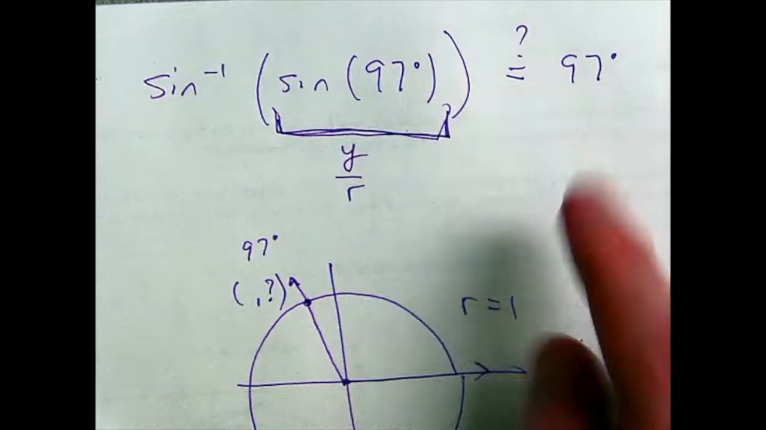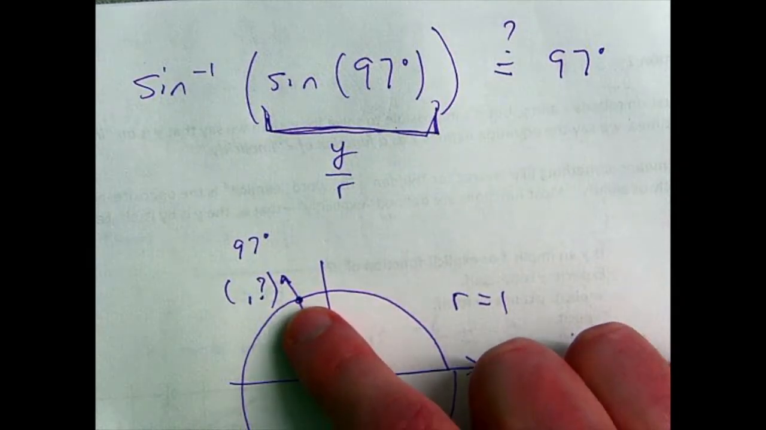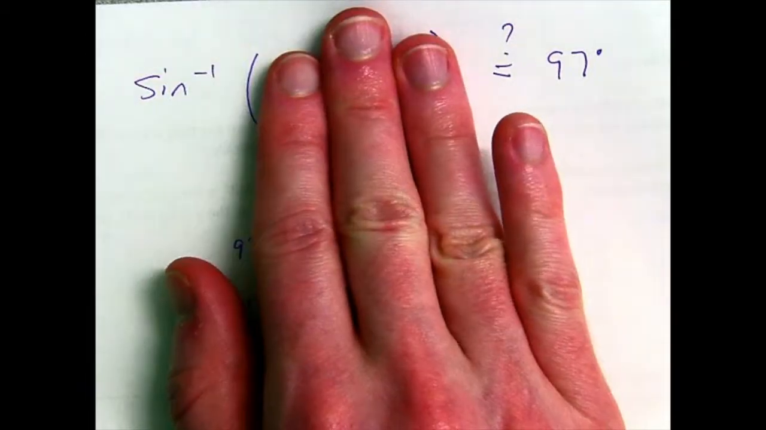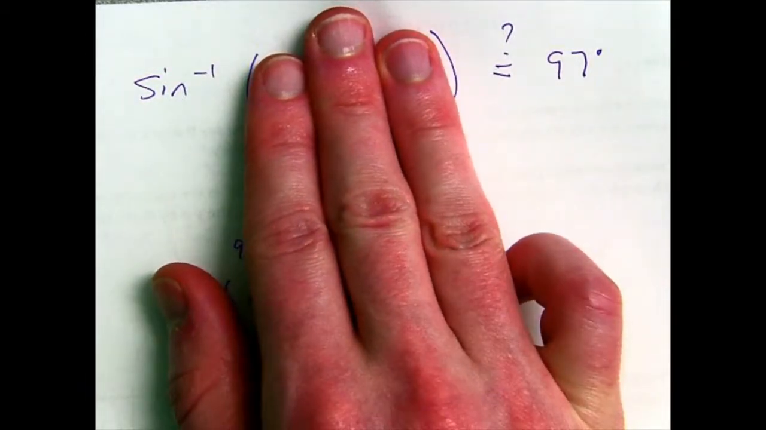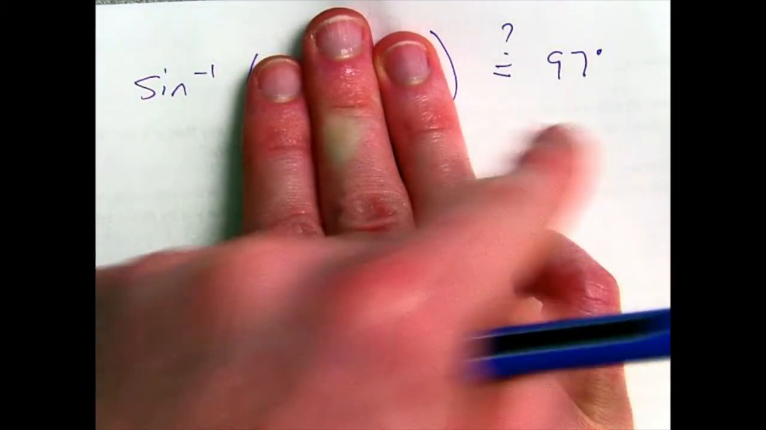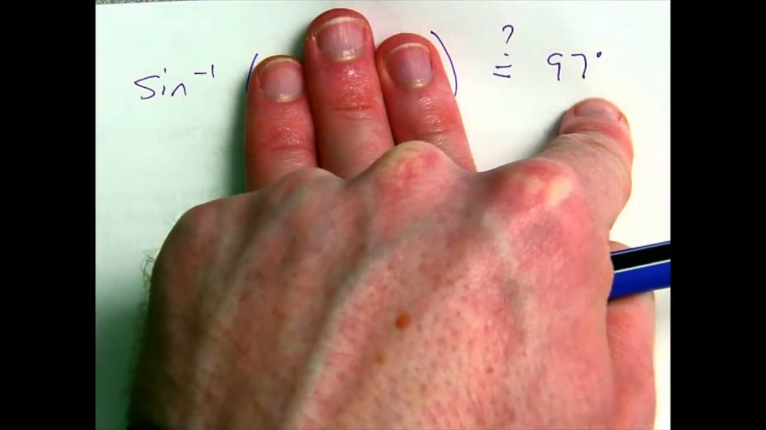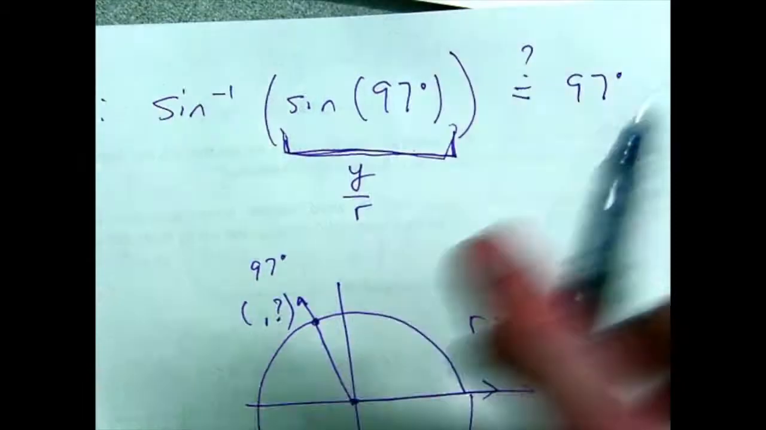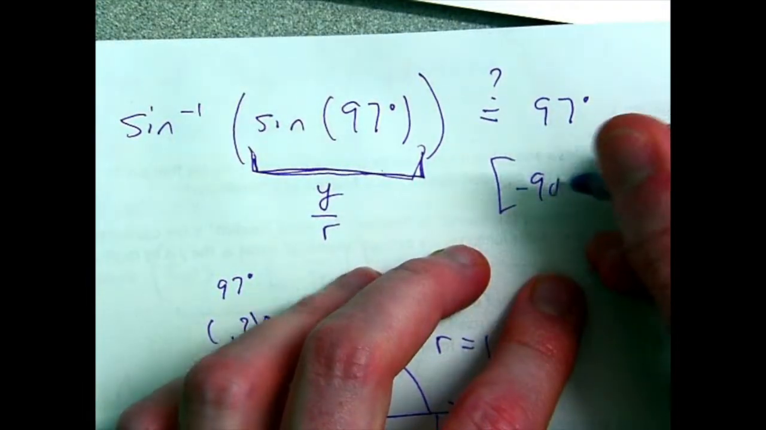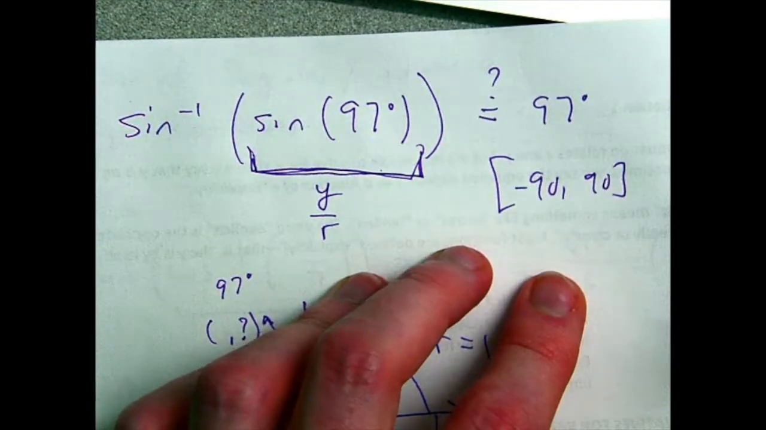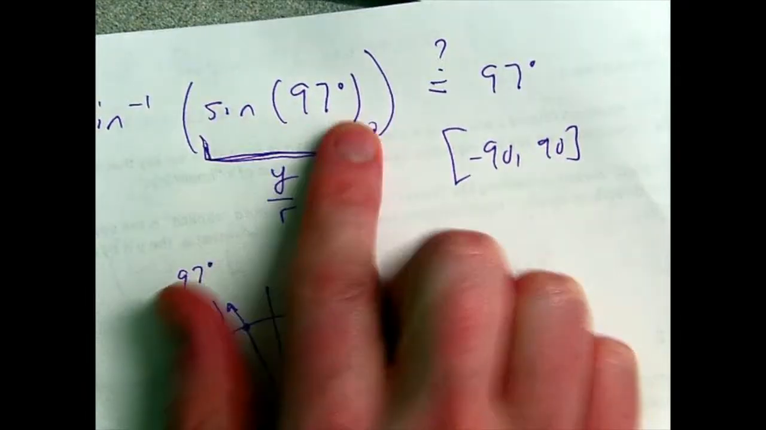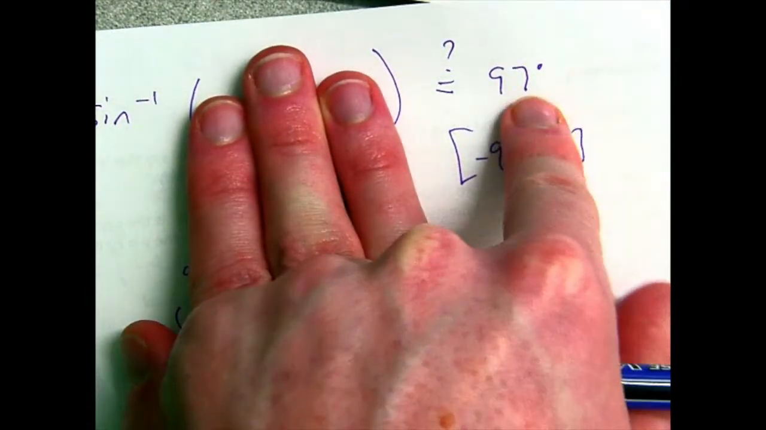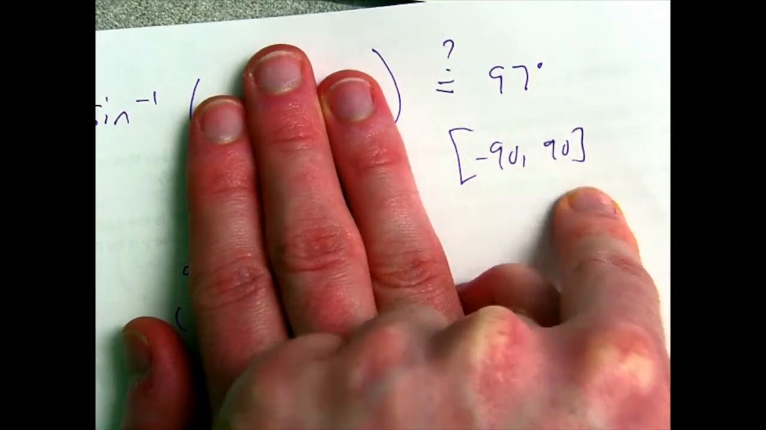The problem is that 97 degrees is not in the restricted range for sine. Whatever number is sitting underneath my hand, the inverse sine of that number cannot possibly be 97 degrees, because the restriction on the inverse sine function's range is negative 90 to positive 90 degrees. I don't care what this thing is. The inverse sine of a number cannot be 97 degrees. It has to be an angle between these two.